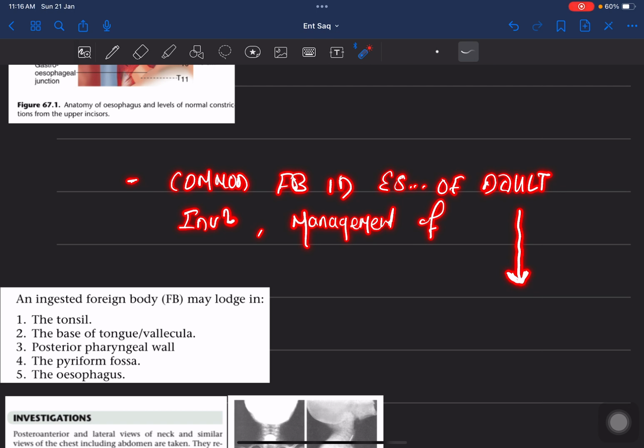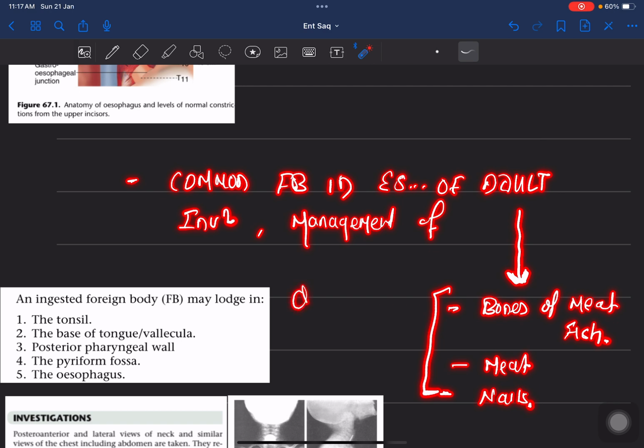the most common foreign bodies are what? They can be bones, bones of meat, we can say bones of fish, we can say meat itself. These are the common foreign bodies in the esophagus. We can say nails, small nails, that may accidentally get into the esophagus. These are found most commonly in adults.